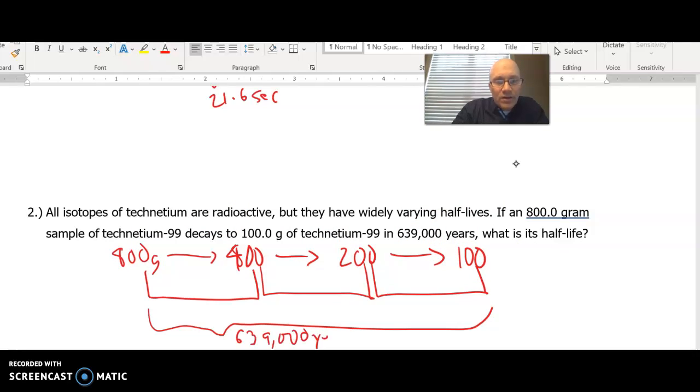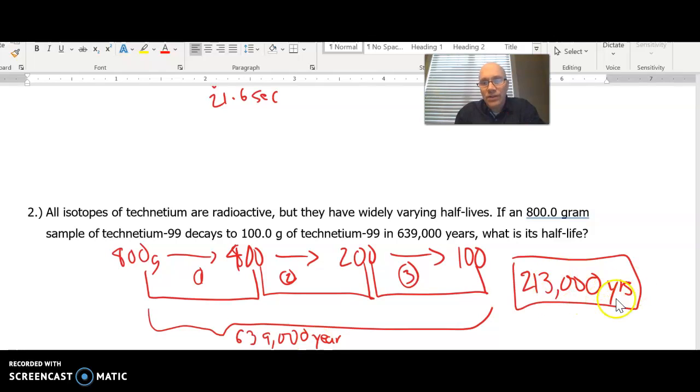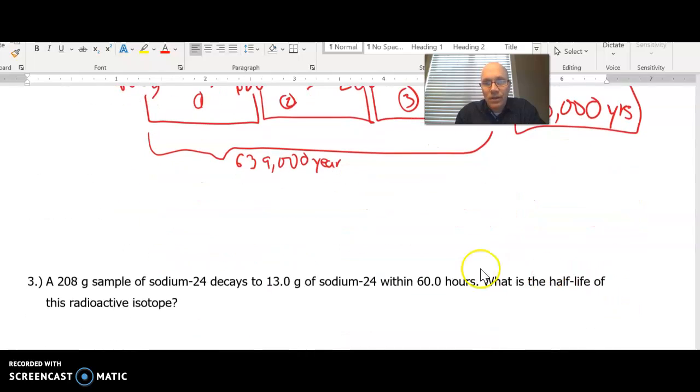639,000 years. All right, and again, the length of time for the half-lives can be a really short amount of time, like seconds or parts of a second, to many thousands of years. So just realize, don't get worried if your number seems really high or really low. All right, and there are 1, 2, 3 of these half-lives in there. So take that number and divide it by 3. And so you can figure out that the half-life would be 213,000 years.